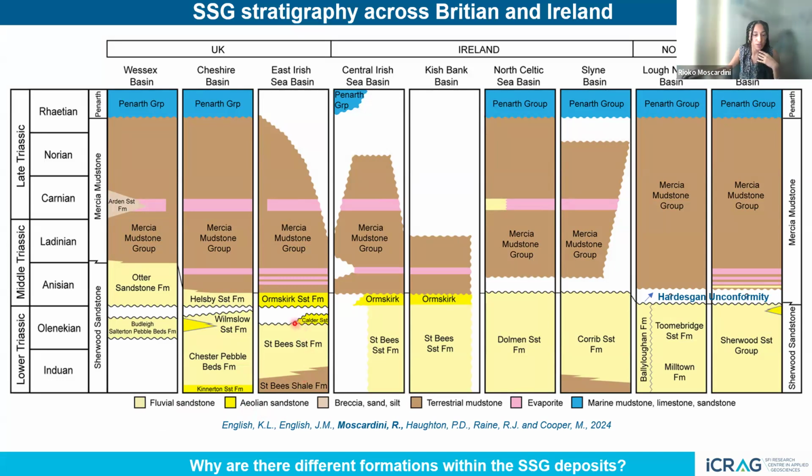We see some of those deposits in the East Irish Sea Basin, Central Irish Sea Basin, the Kish Bank, and also the Cheshire over here. So this is one of the reasons we subdivide the Sherwood Sandstone, because of the different depositional environments, which in turn can change the grain size and the sorting.